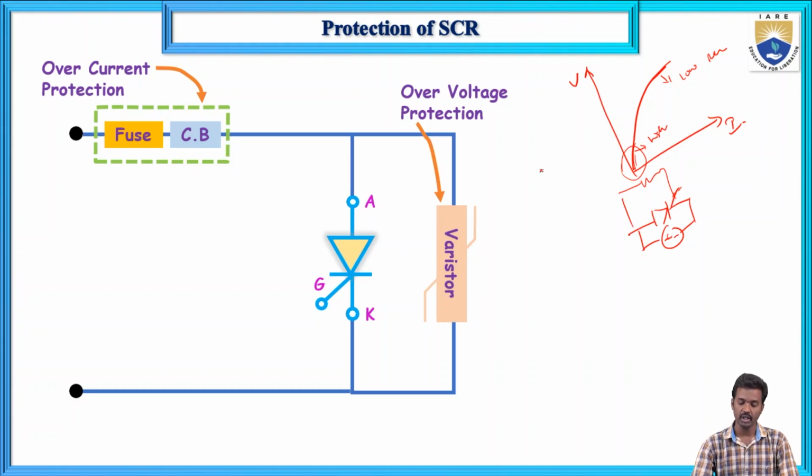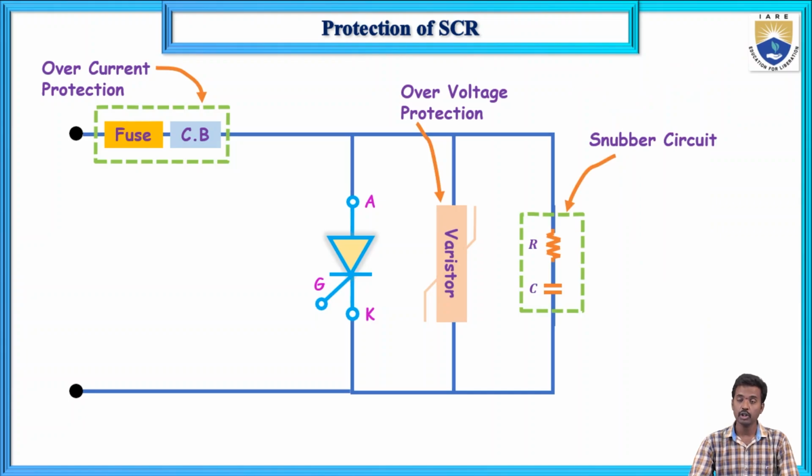This is a special type with non-linear characteristics. Its main property is that for higher voltages it offers low resistance, and for lower voltages it offers high resistance. So over currents are protected by the fuse and circuit breaker, and over voltages by the varistor. Next, the snubber circuit.